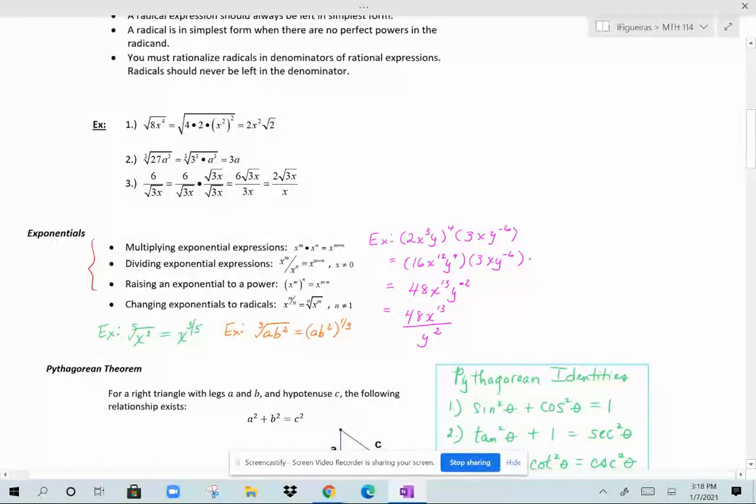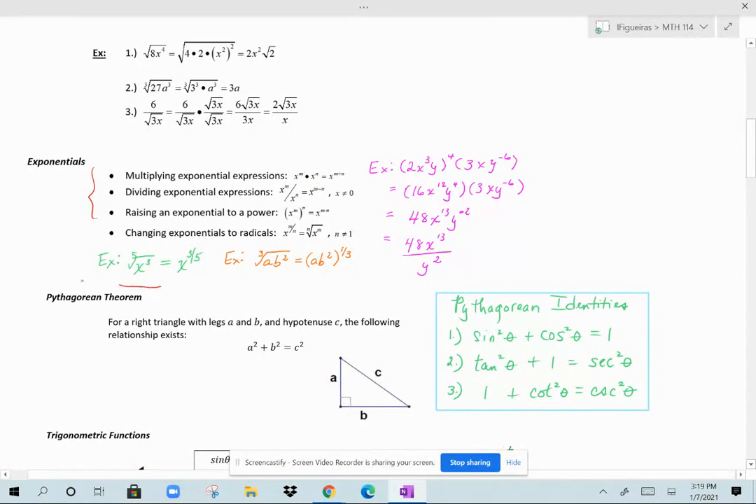So when you multiply, you get 16 times 3 is 48. X to the 12th times x is x to the 13th. Y to the 4th times y to the negative 6. Remember, you add your exponents, and so you get y to the negative 2. But then we rewrite the y to the negative 2 in the denominator, and the exponent turns positive. So you get the final answer of 48x to the 13th over y squared.